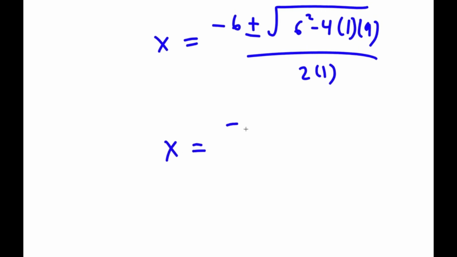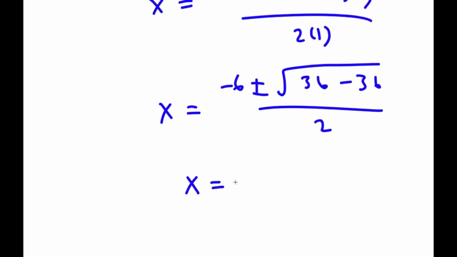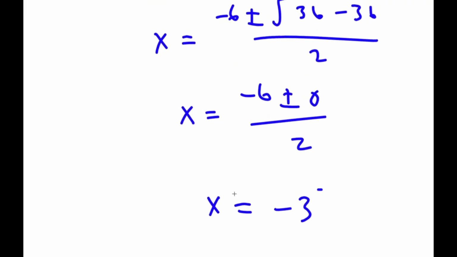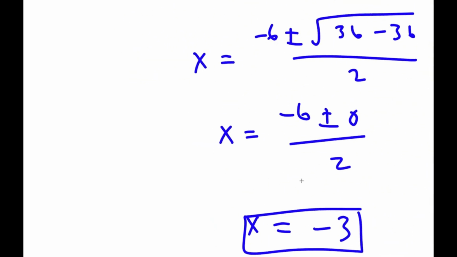Now to simplify, I have negative 6 plus or minus the square root of 6 squared is 36, minus 4 times 9 is 36, all over 2. And now this is equal to negative 6 plus or minus 36 minus 36 is 0, and the square root of 0 is 0, all over 2. And if I simplify this, I get negative 6 over 2, which is negative 3. So my two solutions are 3 and negative 3.